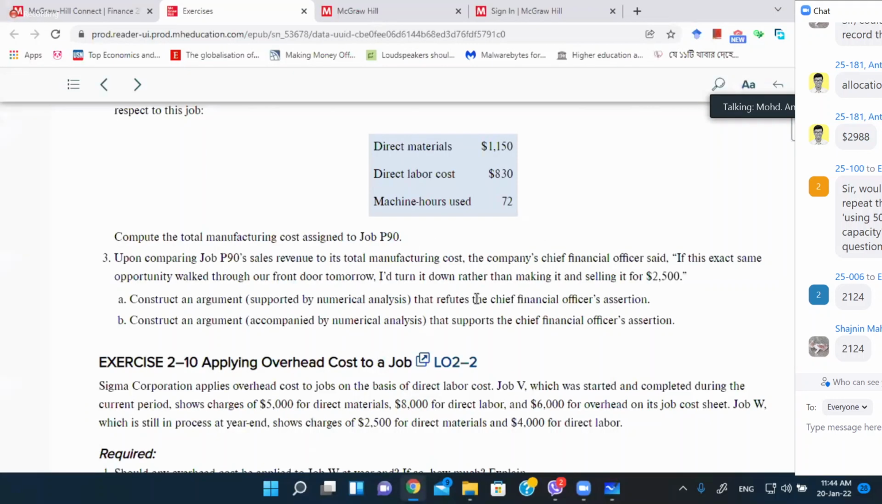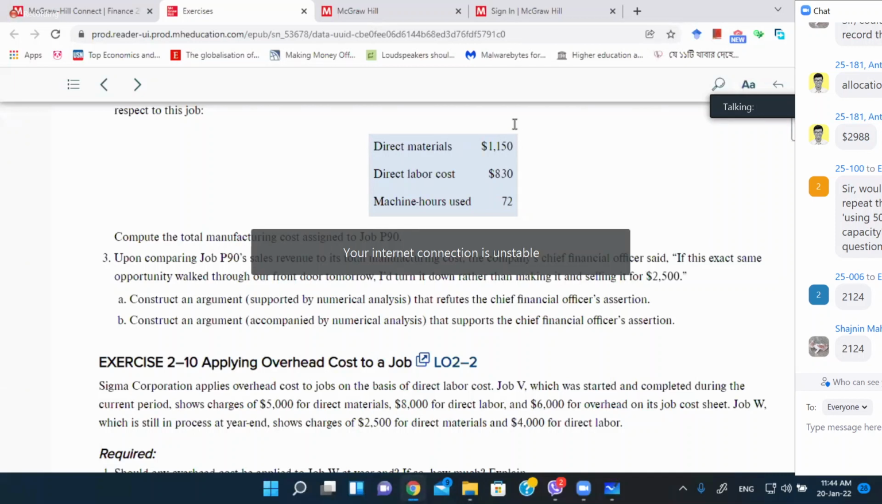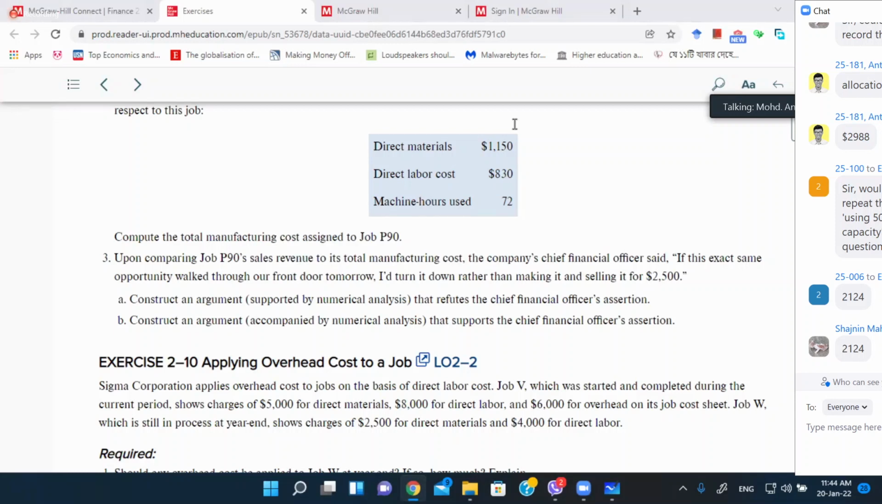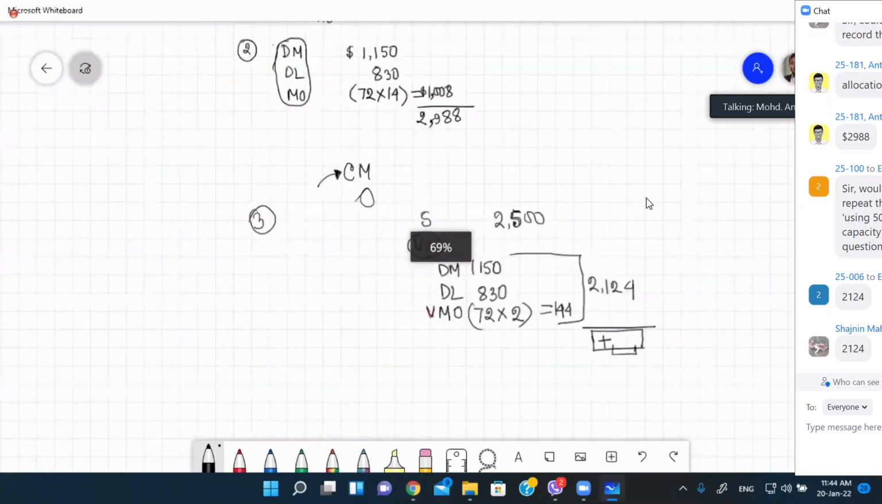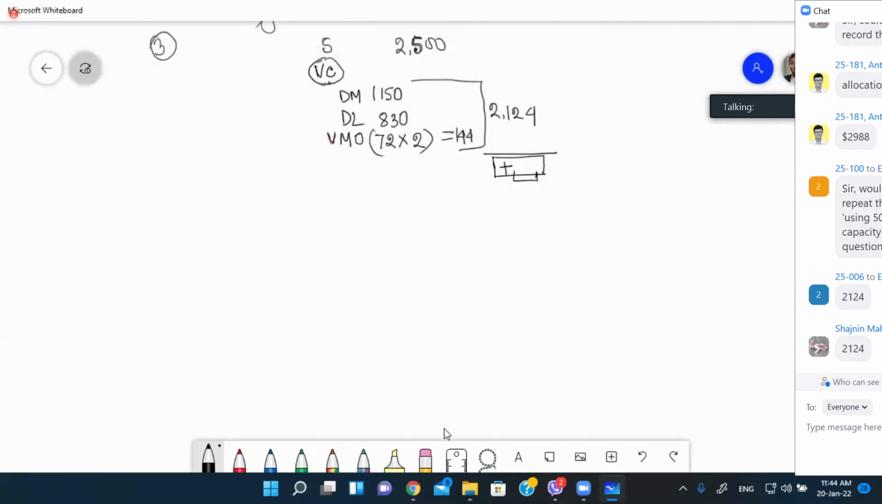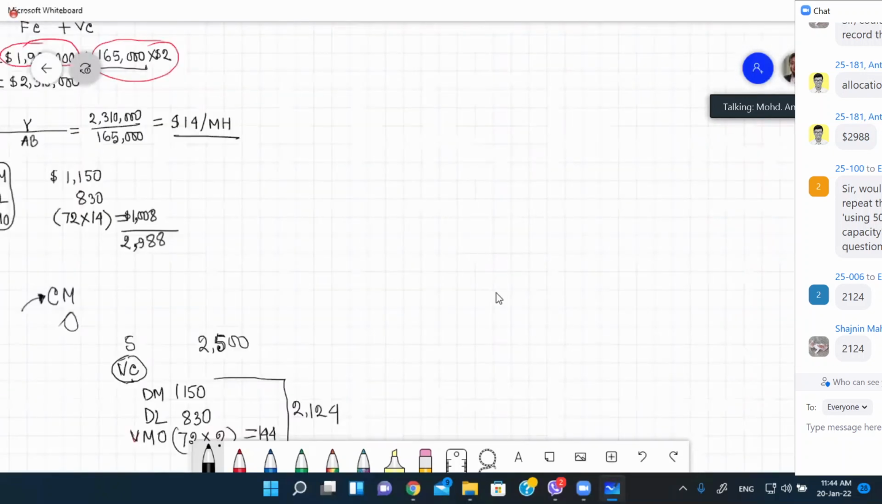We are refuting the chief financial officer based on the argument of the positive contribution margin. Okay, so let's see, is there any way that we can make an argument which will support the CFO's assertion in an alternative way? Construct an argument accompanied by numerical analysis that supports the chief financial officer's assertion. The chief financial officer's assertion is to abandon this kind of business opportunity and go for a better business opportunity.